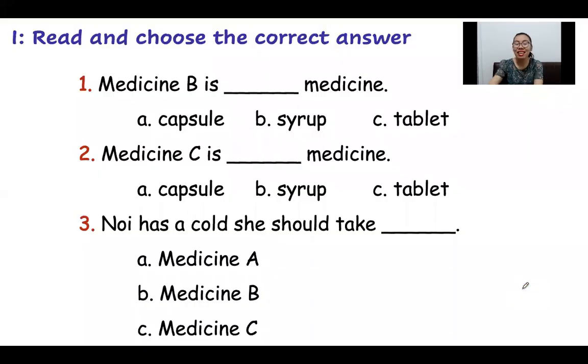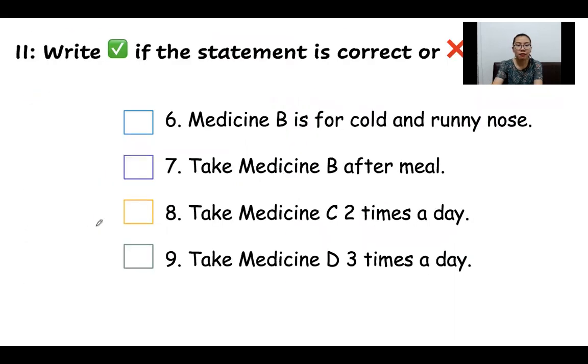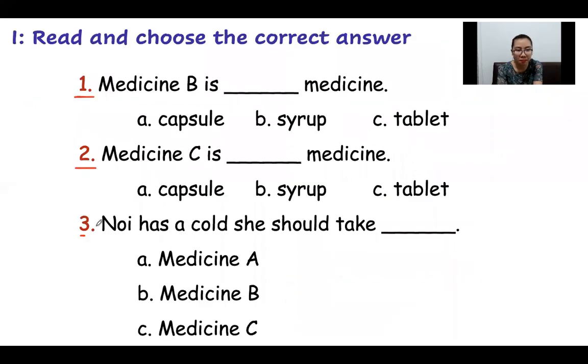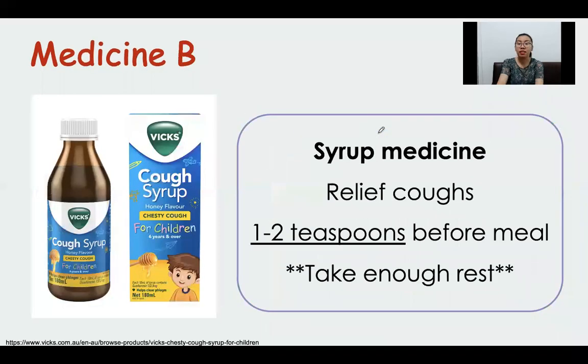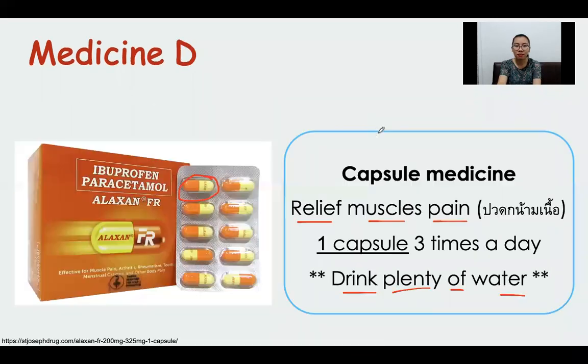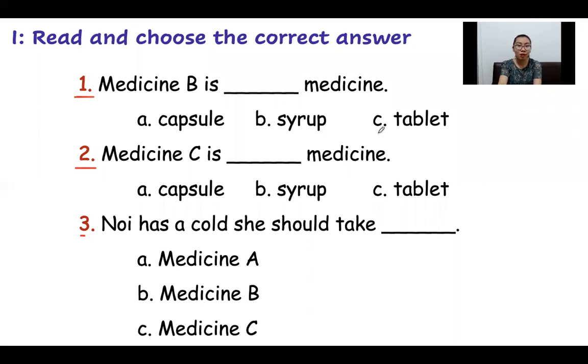All right. So the activity is to read and choose the correct answer. So we have here number 1 up to number 9. This is not the same as in your activity sheet because Teacher Shy changed the words, okay? So for example, let's say medicine B is blank medicine. Medicine B is A, capsule, B, syrup, C, tablet. What is medicine B? Is it capsule, syrup, or tablet?